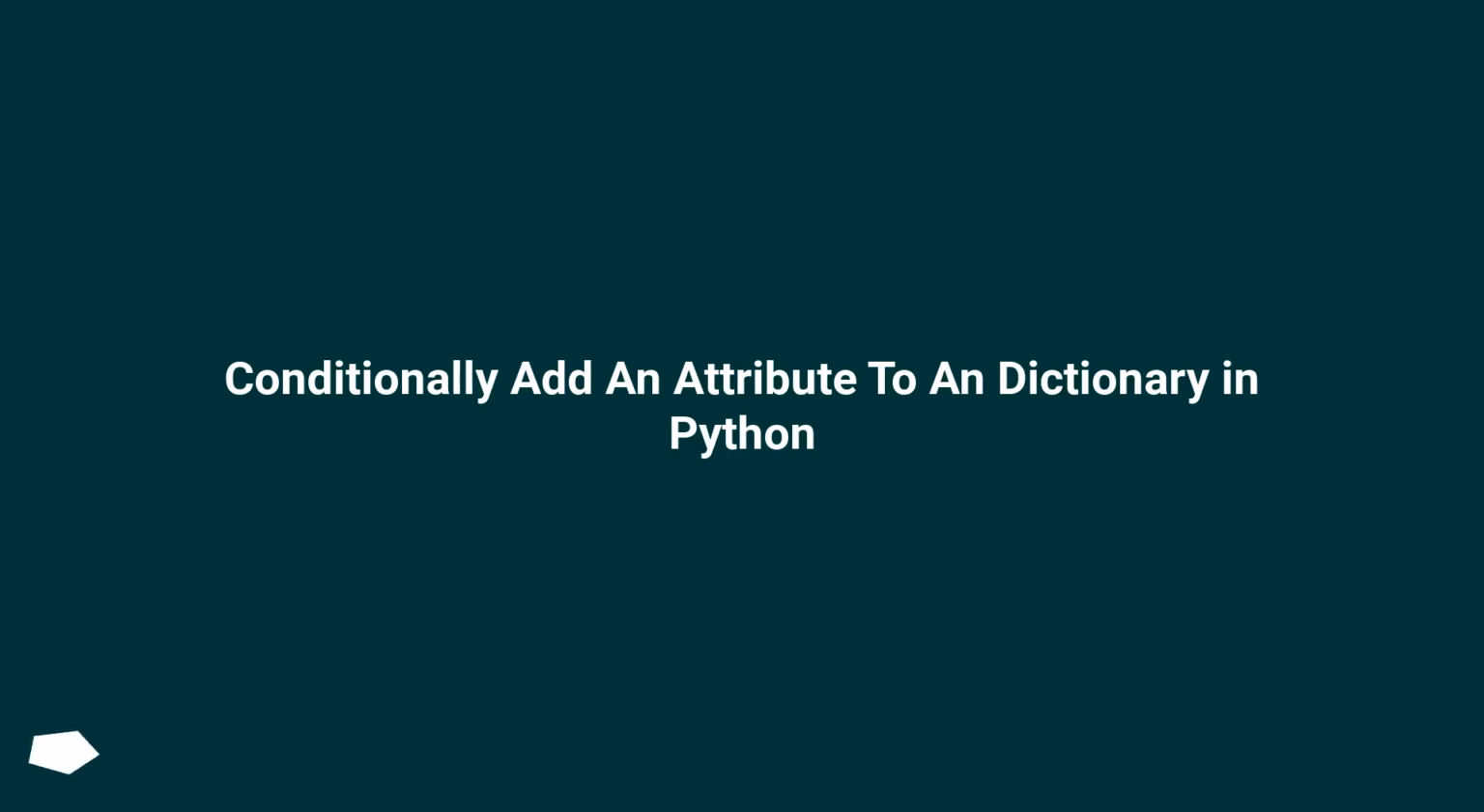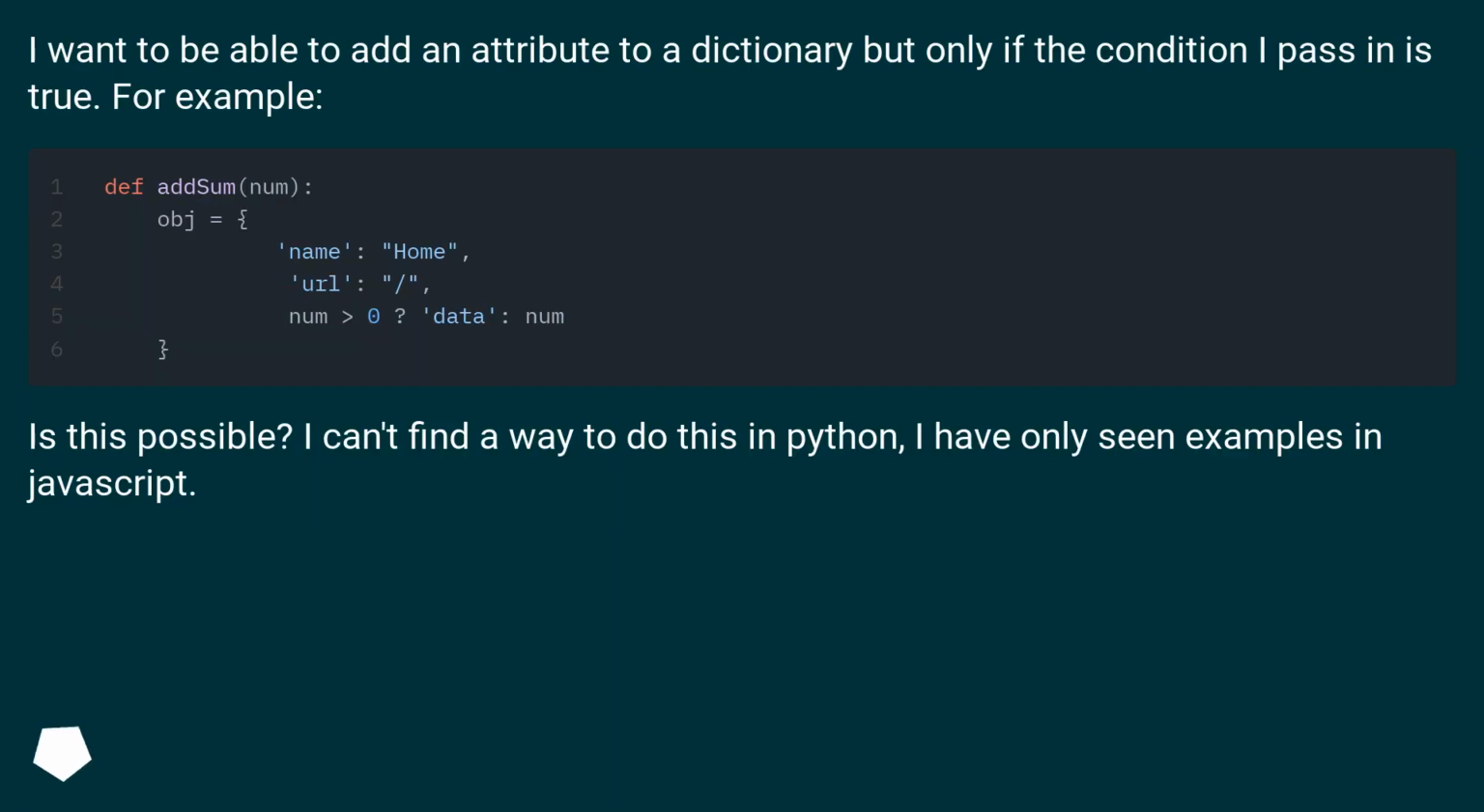Conditionally add an attribute to a dictionary in Python. I want to be able to add an attribute to a dictionary, but only if the condition I pass in is true. For example, is this possible? I can't find a way to do this in Python. I have only seen examples in JavaScript.